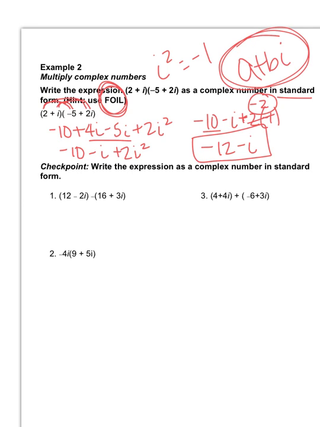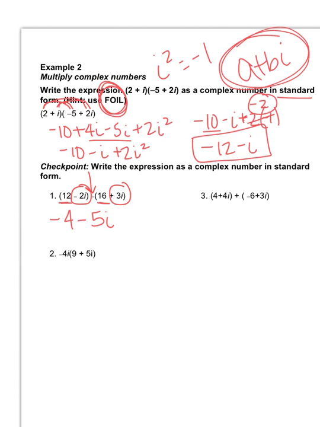Okay, so now we're going to go over all of that, adding, subtracting, and multiplying. So on number 1, we're subtracting. Look at the middle. So we're going to subtract the real parts. 12 minus 16 would give you a -4. And then we're looking at the imaginary parts. We have a -2i, but remember, we're subtracting 3i, which would give you a -5i. So always check the sign in between the two complex numbers.